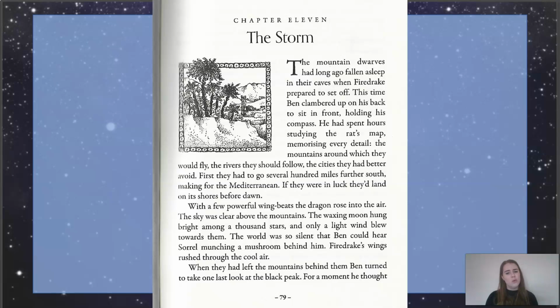With a few powerful wing beats, the dragon rose into the air. The sky was clear above the mountains. The waxing moon hung bright among thousands of stars, and only a light wind blew towards them.